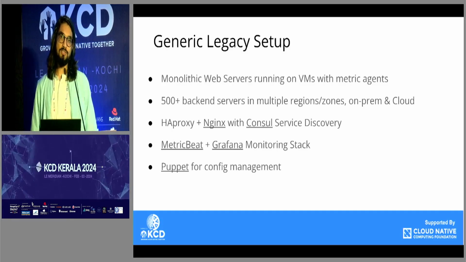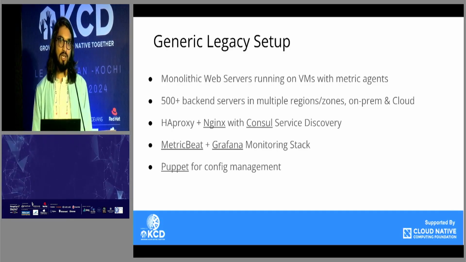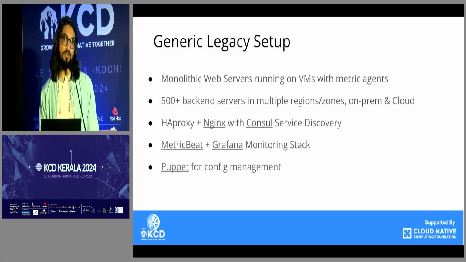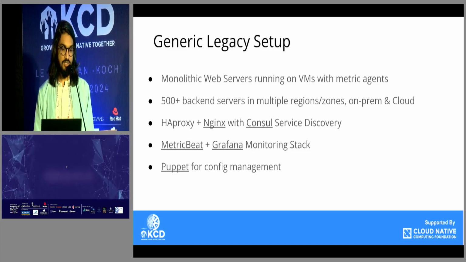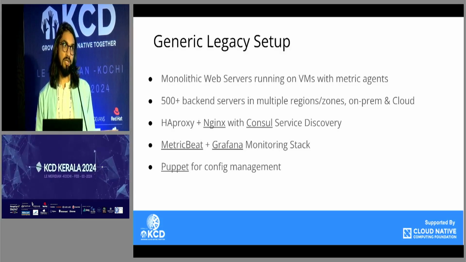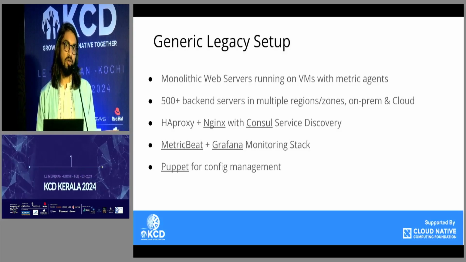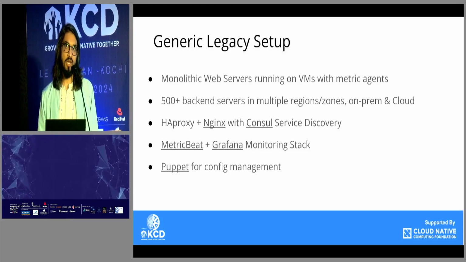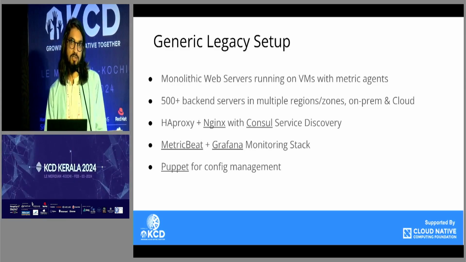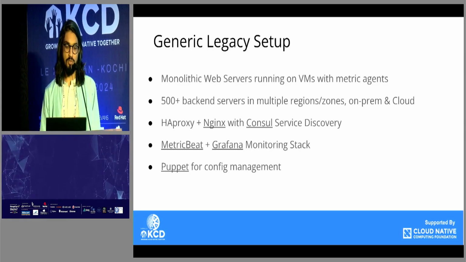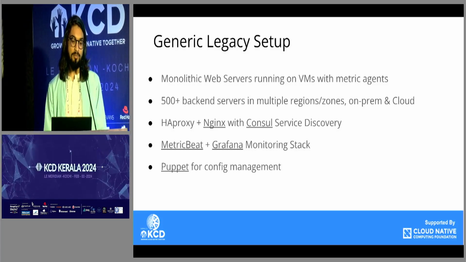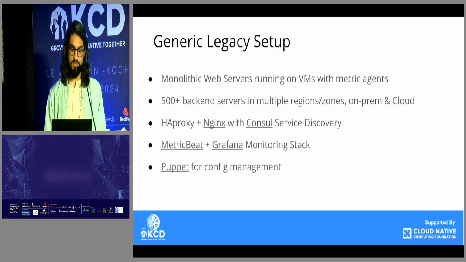So talking about the generic legacy setup, what we usually have is a monolithic web server running in all the VMs with your metric agent or your discovery agents running. We had close to 500 backend servers running in multiple zones, even in multiple data centers, be it on-prem or on cloud. We had our reverse proxies as HAProxy or Nginx with Consul to discover the backends, and then you will require your monitoring stack as Metricbeat and Grafana. Puppet was used for managing the configuration on the VMs.